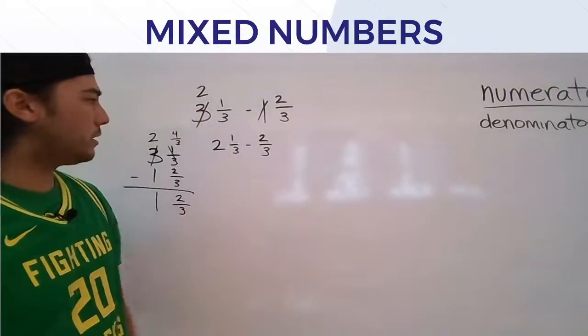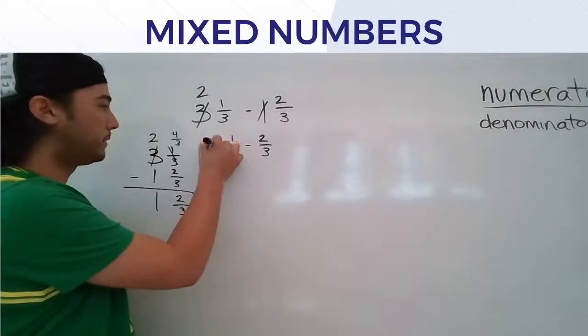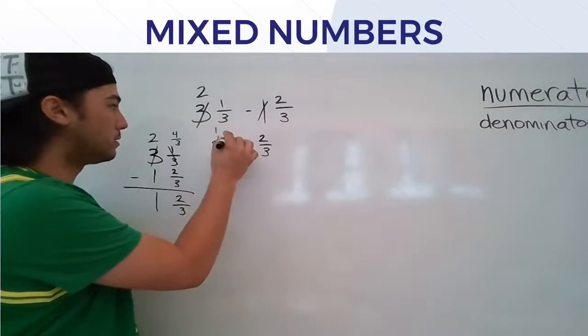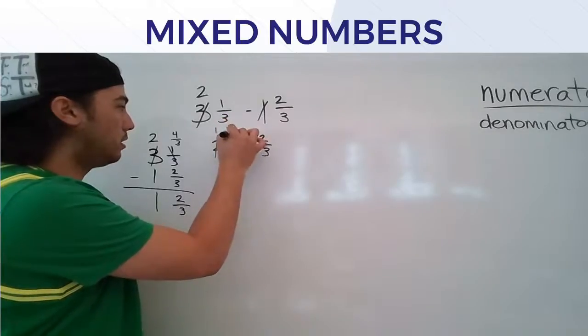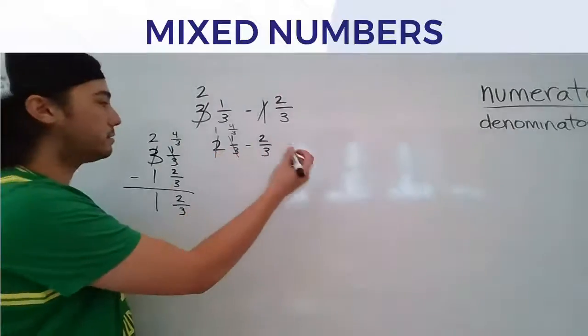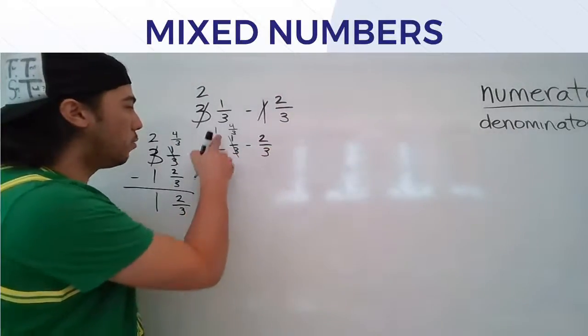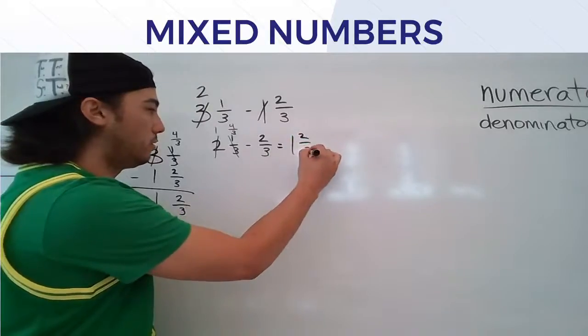Then we end up with 2 1/3 minus 2/3, and now we're kind of back at the same thing, right? Take one of our wholes and add it to the fraction, and we end up 4 thirds minus 2/3, or 1 4/3 minus 2/3 equals 1 2/3.